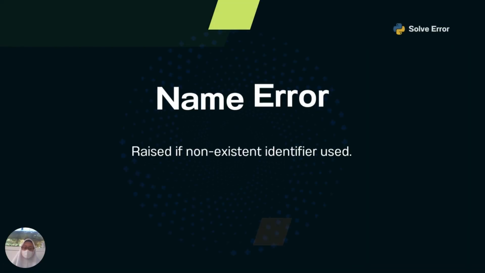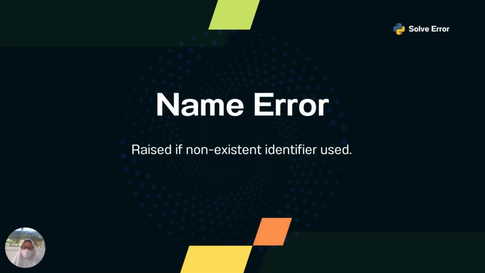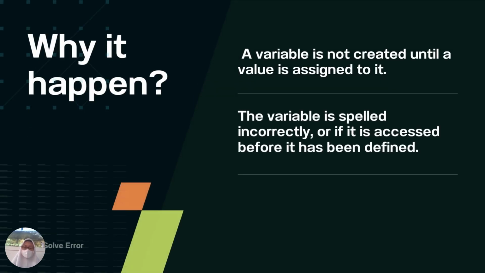Next, you can go to the next error. It is name error. Name error is raised if a non-existent identifier is used. Why can it happen? Because a variable is not created until a value is assigned to it, or the variable is spelled incorrectly, or if it is accessed before it has been defined.